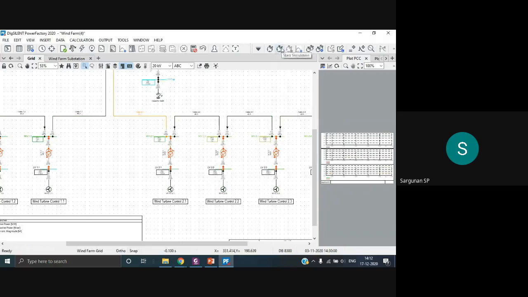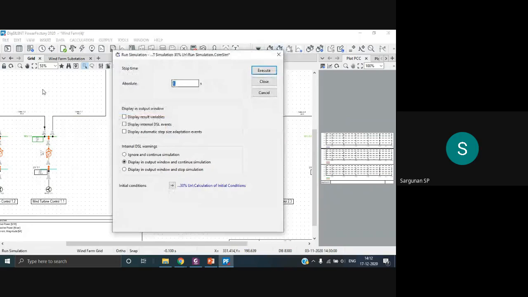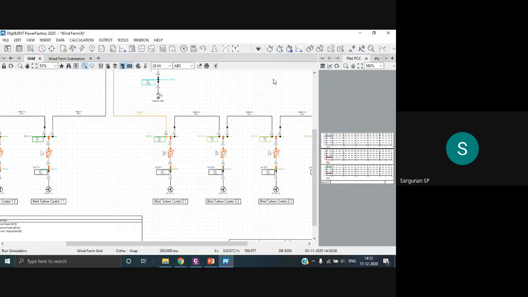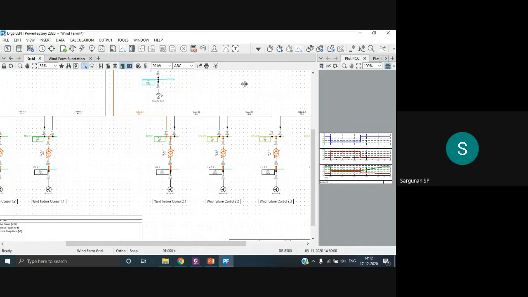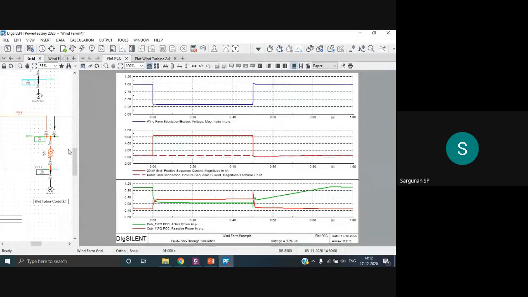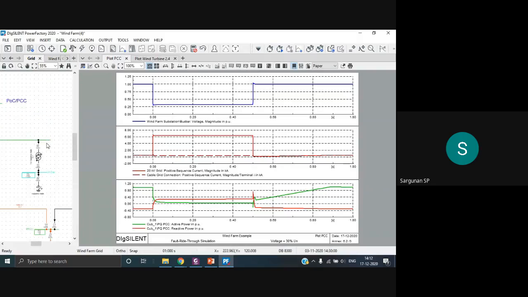Okay, and I'm going to run this for a duration of 1 second. I'm going to execute. So here you'll be able to see the graphs. Here you can see this is at the point of common coupling, and I'm examining at the point of common coupling, since we are connecting at this point at 20 kV.